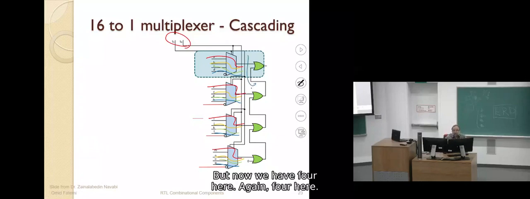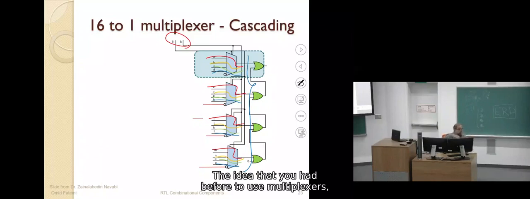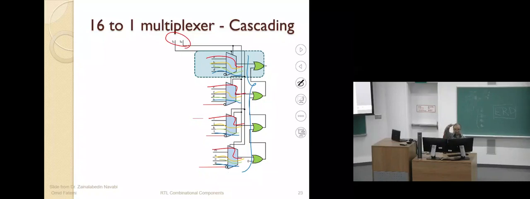So now we have selected one out of four from each side. But now we have four outputs here. What do we do with these? The idea that you had before was to use a multiplexer, which was good for this one, and I also used it for 8-to-1. Now we would like to use our enable here. So with the enable, what do we do? Okay, let's think about it. What do you think? Any suggestions, David, or anybody? What component do we use to select among these?